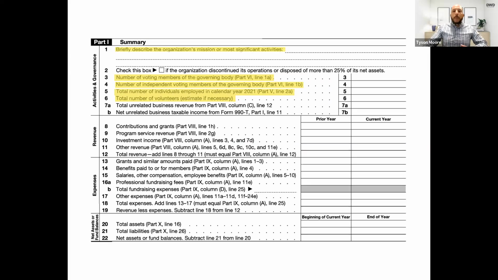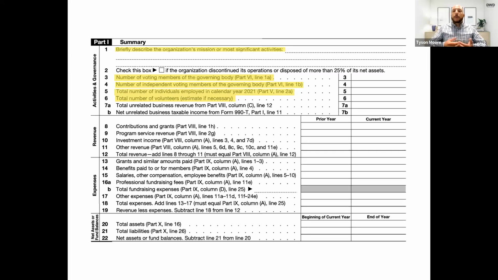So line 1, this is really what the reader of the form is going to see first. We want to make sure that our mission is clearly defined, because really that's what lies at the core of a successful organization. And you should be judging the rest of the 990 based on this information. And as you can see, it says mission or most significant activities. So you can use your mission here, or you can write a short summary of your most significant activities. Either one is completely fine.